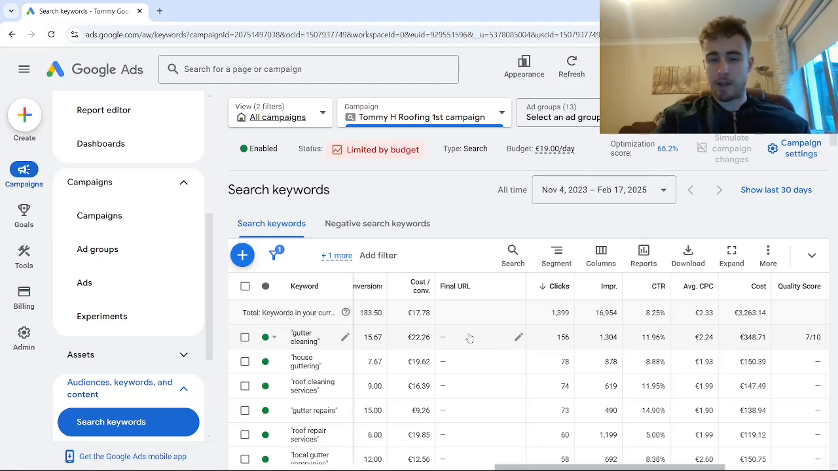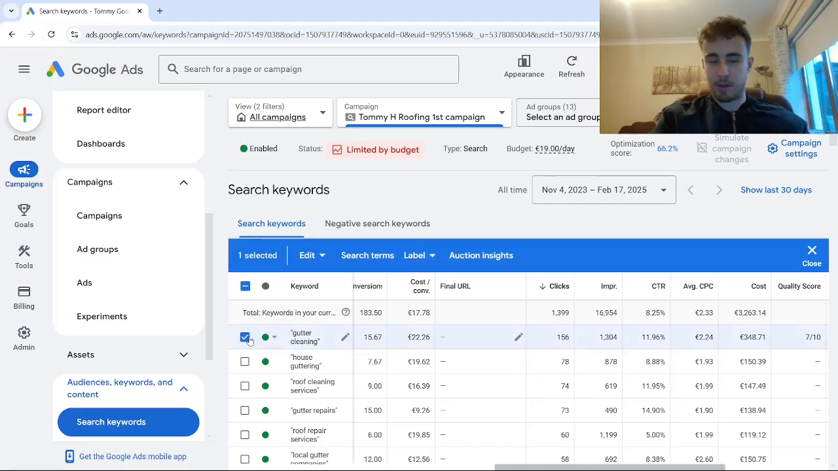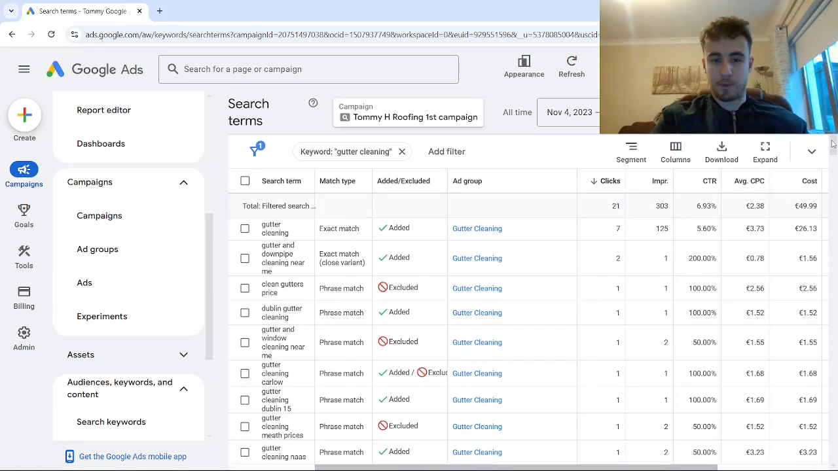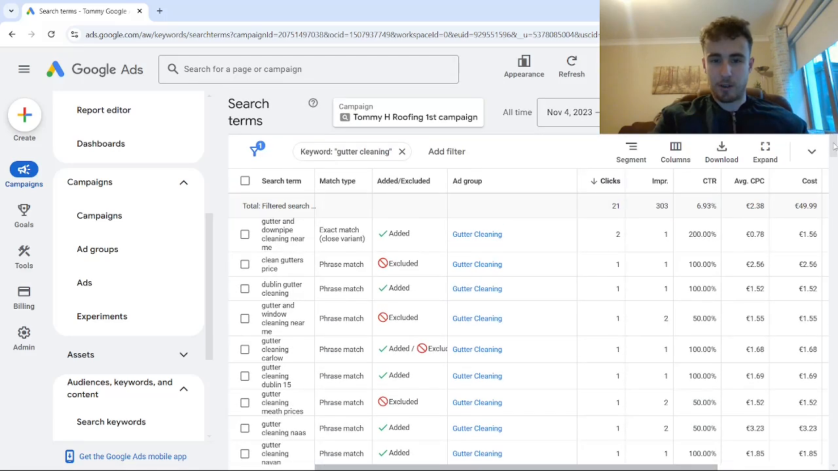And what you can do as well, if you notice that you're getting a keyword with a lot of clicks but no conversions, for example, is that you don't necessarily need to just come over here and pause it straight away. But what you can do instead is select that keyword and go to search terms, and then you're able to see the search terms that were actually triggered by that specific keyword in particular. So, for example, that gutter cleaning phrase match keyword triggered quite a few search terms that we actually added as negatives to the campaign. For example, clean gutters price, someone just wanting to know the price of gutter cleaning, we didn't want to appear for that.